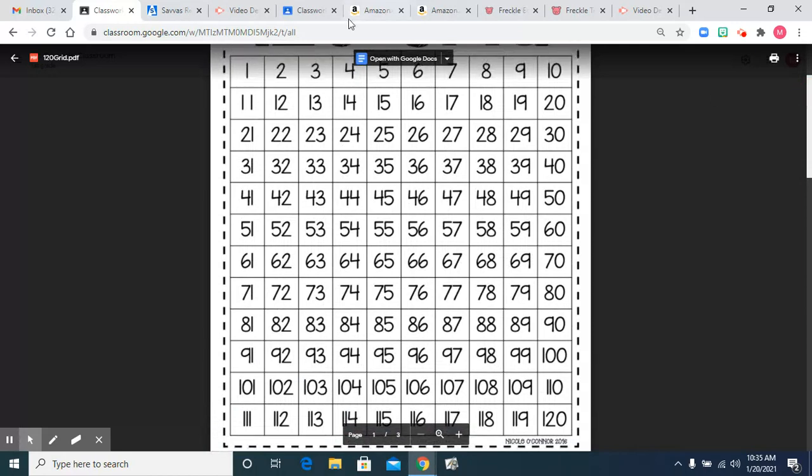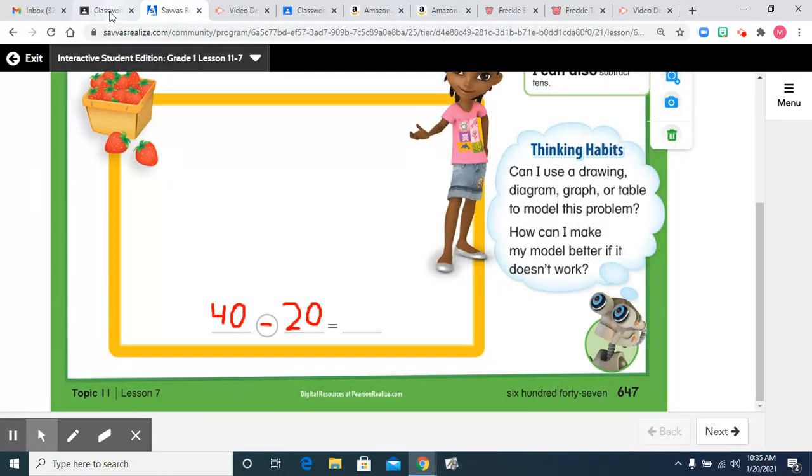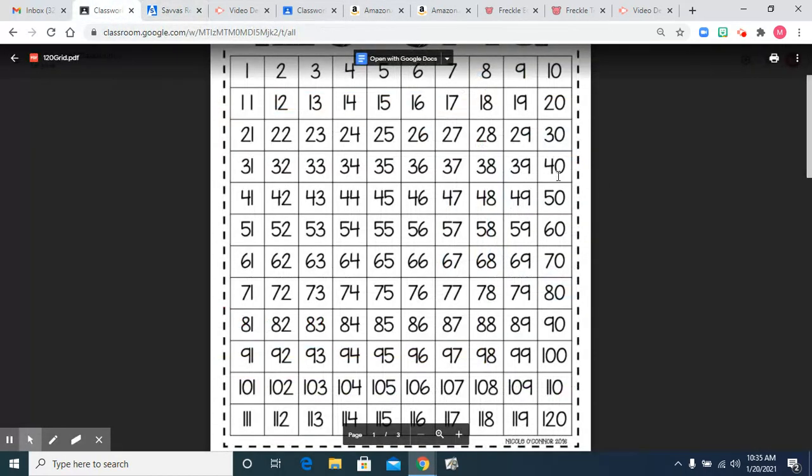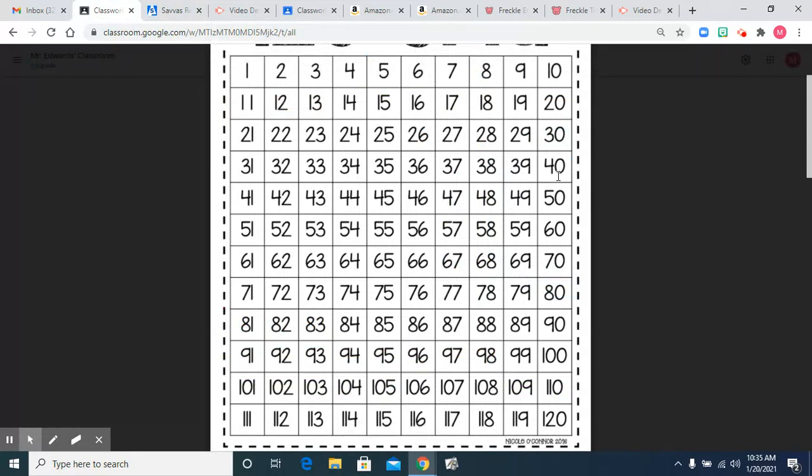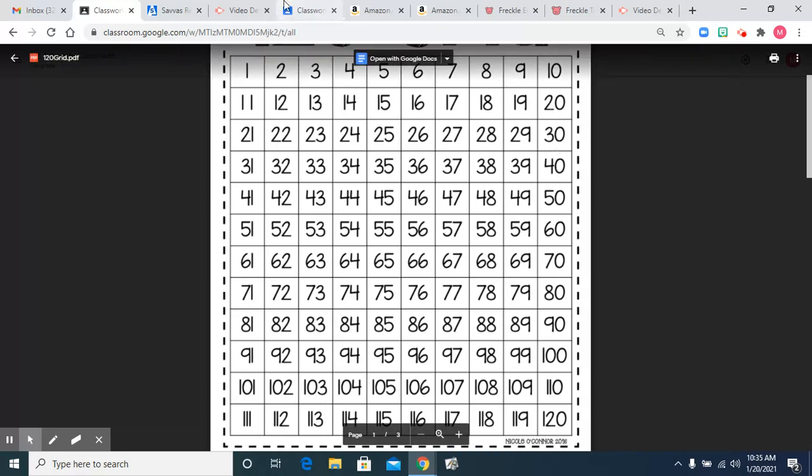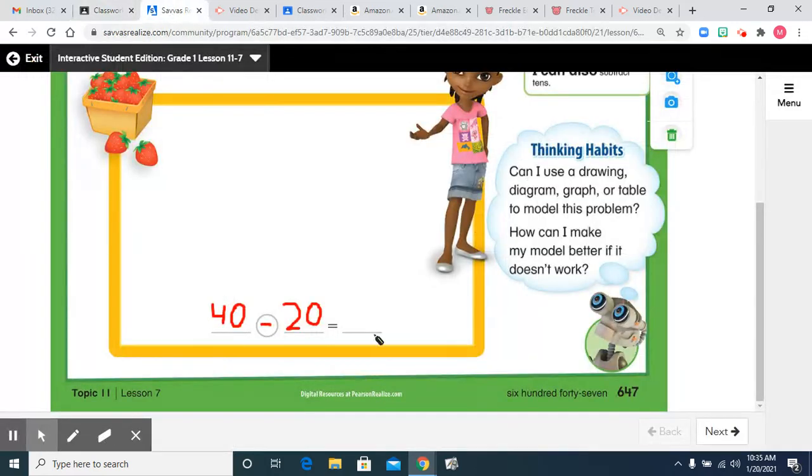Okay, so it's 40 minus 20. So we're going to start on 40. Now you could take 20 hops backwards. That might take you a little longer. Or we could do the shortcut and just go up since we were subtracting tens. So we need to go up 20. So count by tens. Ready, go. 10, 20. So 40 minus 20 equals 20.